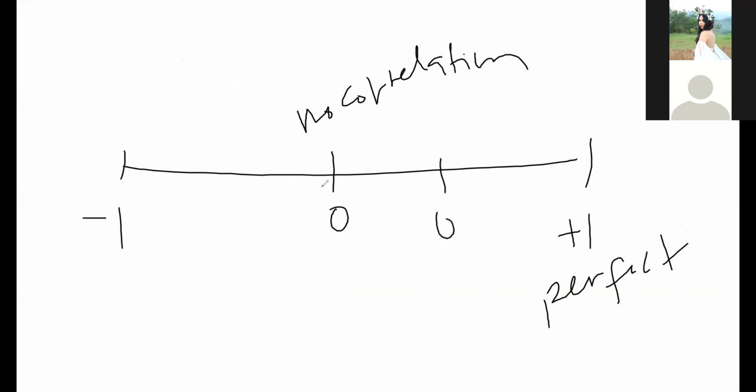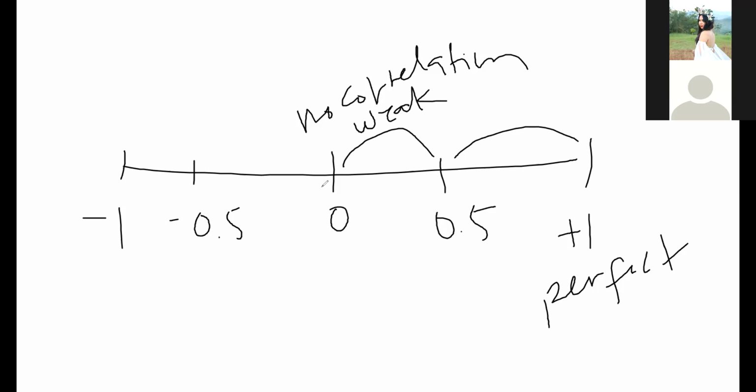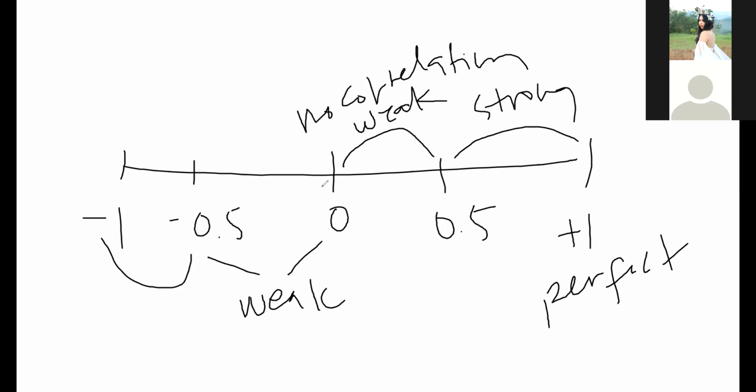So if this is positive 0.5 and negative 0.5, the values between 0 to 0.5 can be said to be a weak correlation, while from 0.5 to 1, there is a strong correlation. The same thing on this side: if it is 0 to negative 0.5, we can say that there is weak correlation, and it is also strong correlation for negative 0.5 to negative 1.